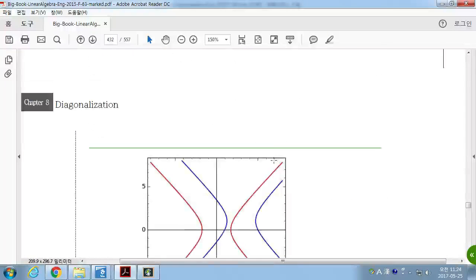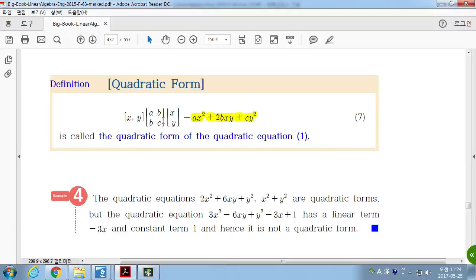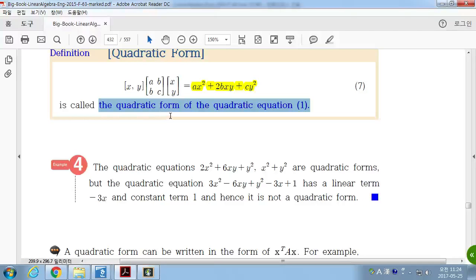We now know how we can handle such problems. So we now define this part. The linear part is easy, so we don't have to worry about it. We only concentrate on this quadratic part. This part can be written in a matrix form. So we call this the quadratic form of the quadratic equation. This is the quadratic form of equation 1, which was a quadratic equation.